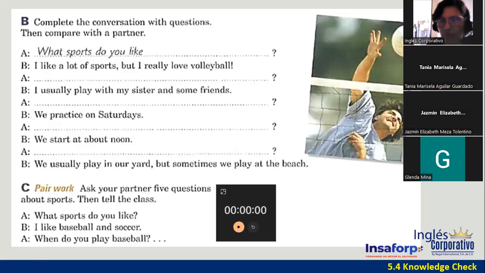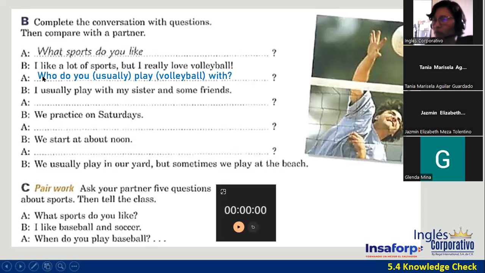Do you usually play with? Muy bien, excelente. Ahí pues hay opciones, ¿verdad? Podemos decirlo así como pues lo preguntó Tania, que está excelente. Who do you usually play with? También podemos decir who do you play with or who do you usually play volleyball with. Cualquiera de todas esas opciones están correctas, ¿ok?